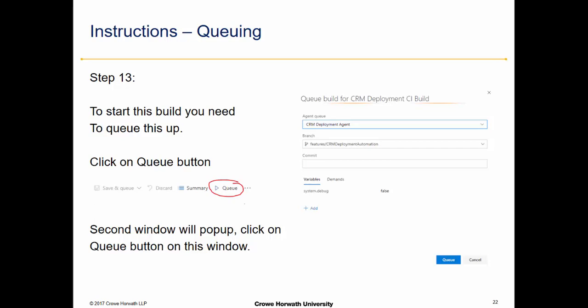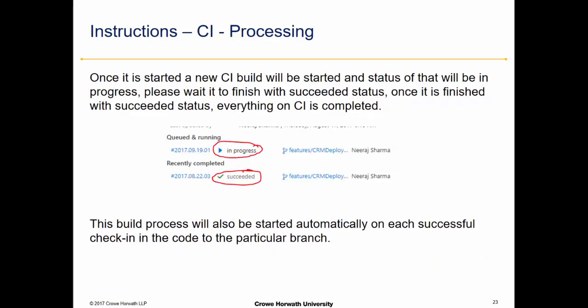that CI. And once that CI is started, it will show you the status like in progress. And once that CI build has succeeded, it will show you succeeded, otherwise it will show you failed. So this was all about the CI build and the creation and the triggering of the CI build process.